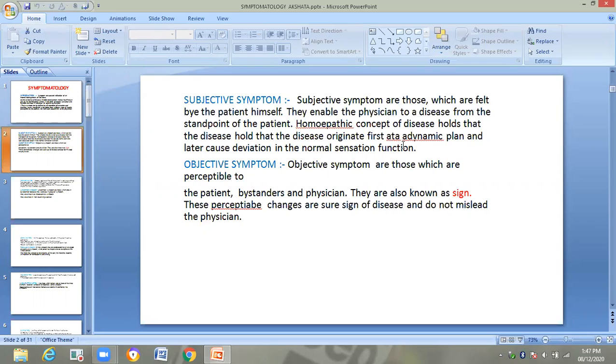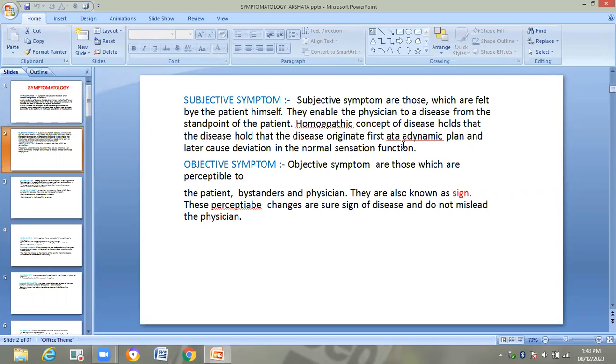because through investigations, through physical findings, we can reach the exact diagnosis of the disease. Our physical findings as well as our investigations do not mislead the physician, and they mostly follow the subjective symptoms.